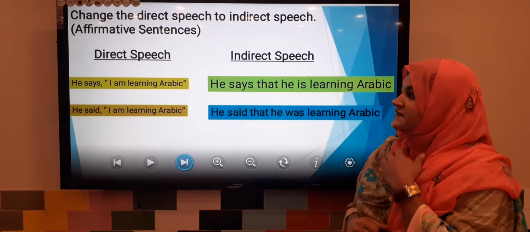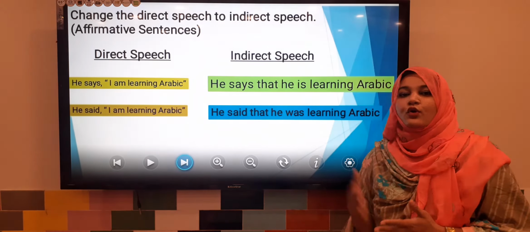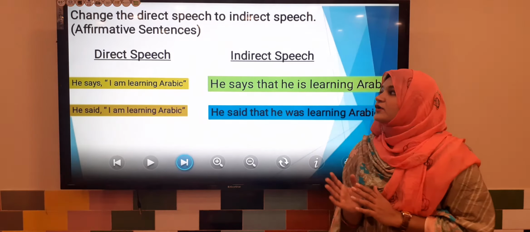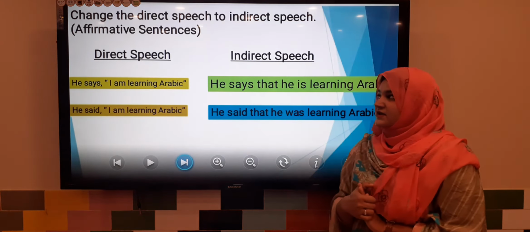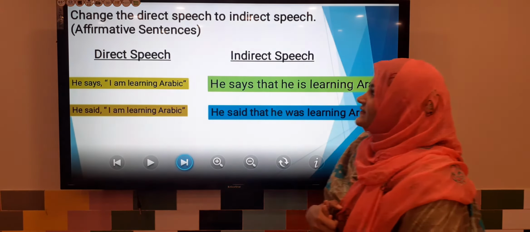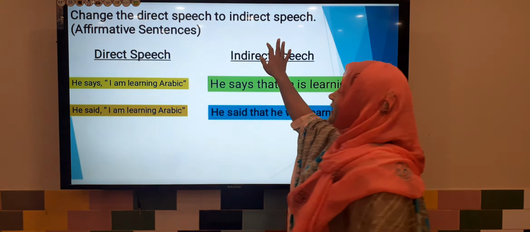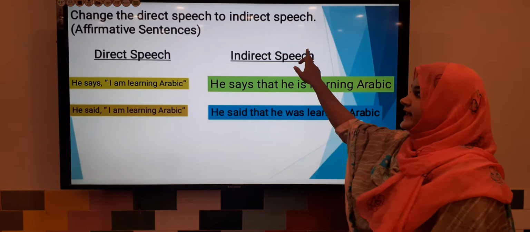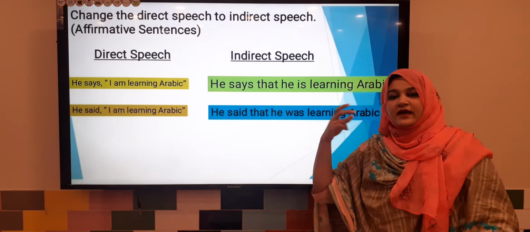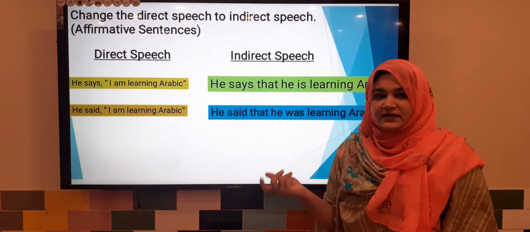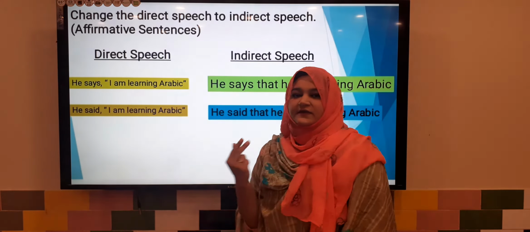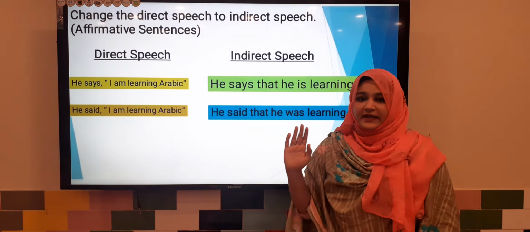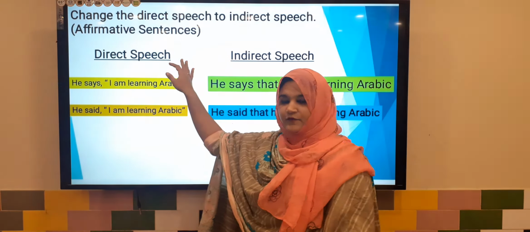Okay, so first we are going to discuss, as I have told you, all the rules of changing direct into indirect speech. Now we are going to see types of sentences of direct speeches. We have first question in which we have to change direct speech into indirect speech. But as we have studied before, we have different types of sentences. So today we are going to discuss two types. First is affirmative and second is interrogative.